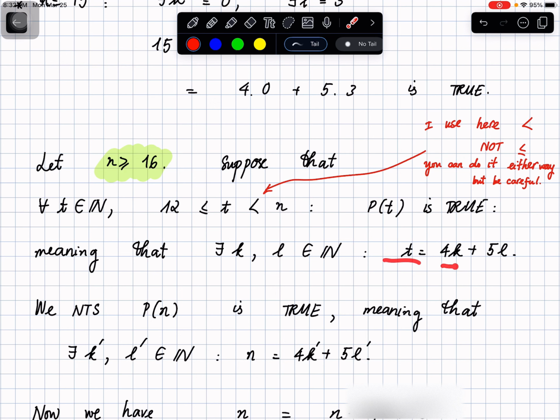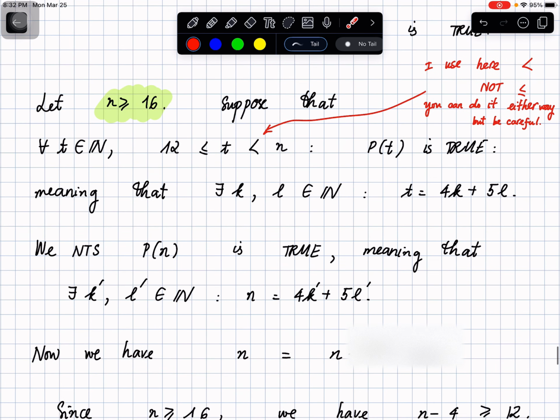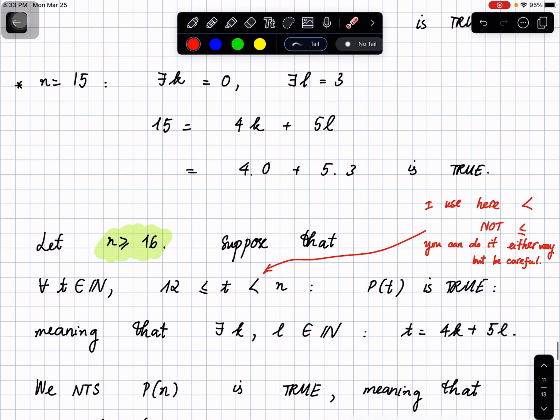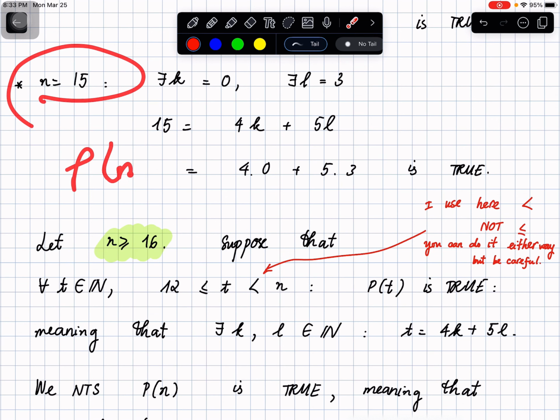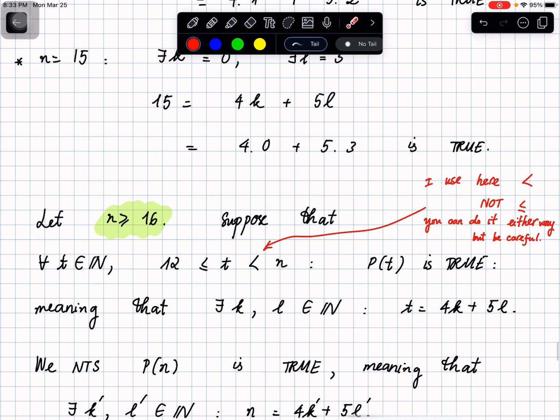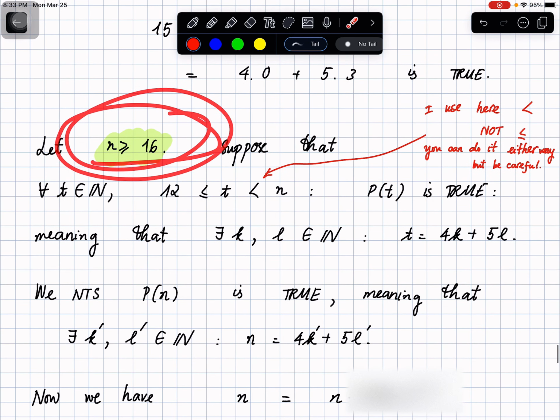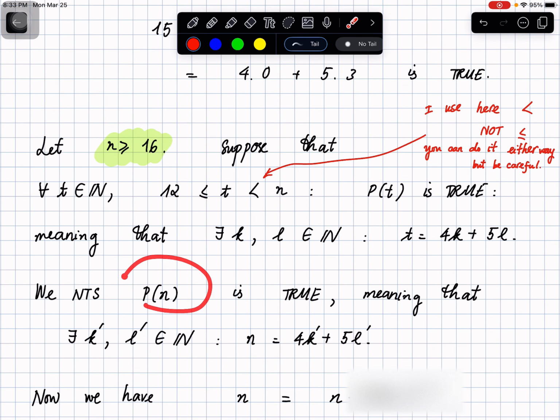So t can be written as 4k plus 5l. We need to show that P(n) is also true, meaning that n can be written in that form. Here I use k prime and l prime because I want to avoid using the same notation as in the inductive step. So coming back to the note, we consider all the possible cases for n, because up to 15 we already know P(n) is true. So from at least 16, we want to show that P(n) is true for n at least 16.